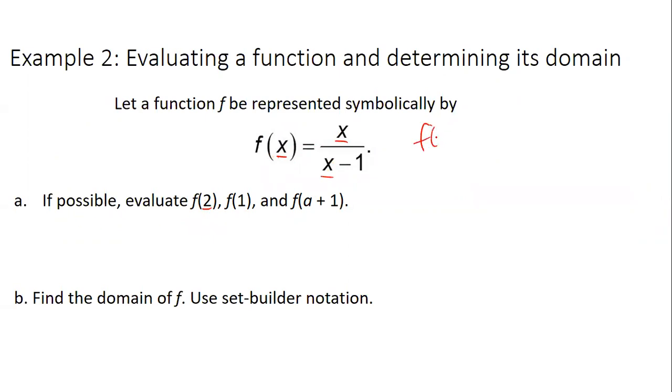If I have f of 2, that means it now is going to become 2 over 2 minus 1, which equals 2 over 1, which is 2. Agreed? Okay. If I have f of 1, that equals 1 over 1 minus 1, which equals 1 over 0. What does that mean?